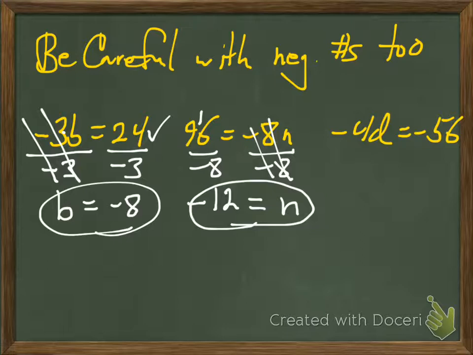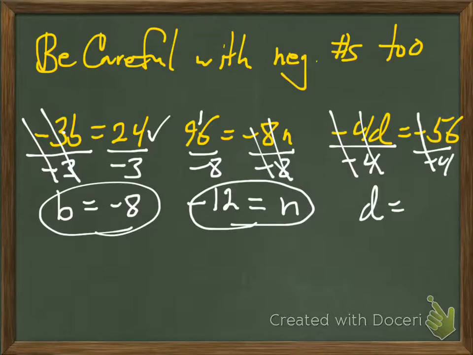In the final one, to get d by itself, we have to get rid of the times negative 4. So let's divide by negative 4 on both sides. Again, the 4's cancel out. Again, the negatives cancel out. And you get d equals, now this time, the right side also has 2 negatives, so they're going to cancel out. And so you basically just get 56 divided by 4. Okay? And you can do this by long division, or a good way to divide things by 4 is just take half of them. Half of 56 is 28, and half of that is 14.